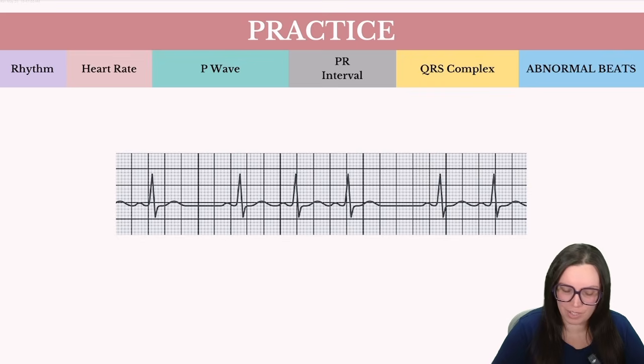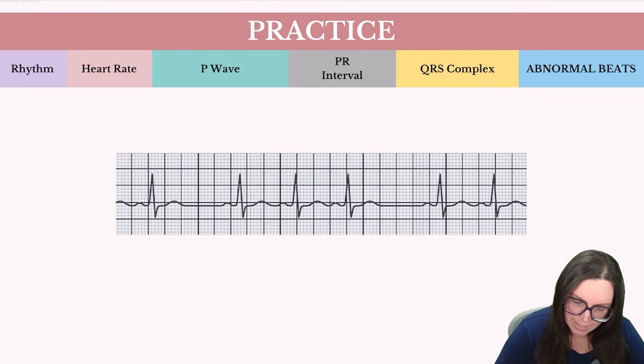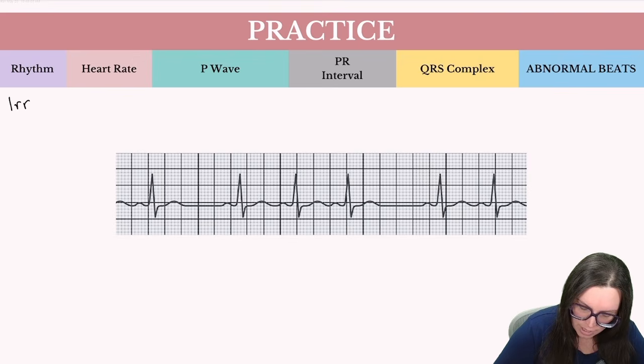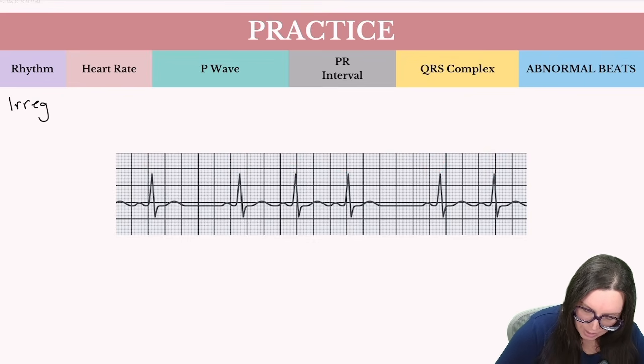So this rhythm looks a little bit interesting, right? Here we can see, yep, it looks pretty regular-ish, but then look, it becomes a little bit tighter, and then it becomes prolonged again. So with this kind of rhythm, we're going to call this irregular. This is an irregular rhythm. So we want to go ahead and count our R to R complexes. We've got 1, 2, 3, 4, 5, 6. So we've got approximately 60 beats per minute.